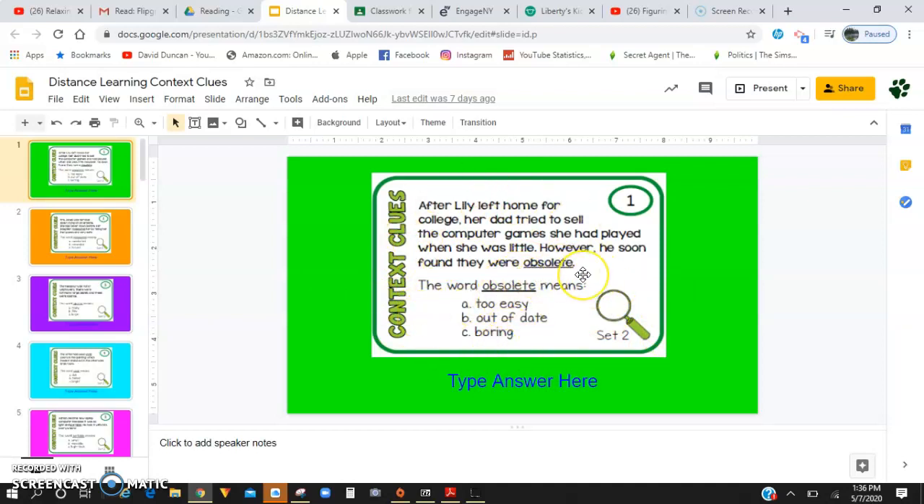Now, I do not want you to look up the definition of these words on Google. I do not want you to look them up on any other device. I want you to try to use what you know about the surrounding words and the context this word is used in to identify the meaning of it. Okay? Does that mean too easy? Found out the games were too easy, found out they were out of date, or if they were boring.